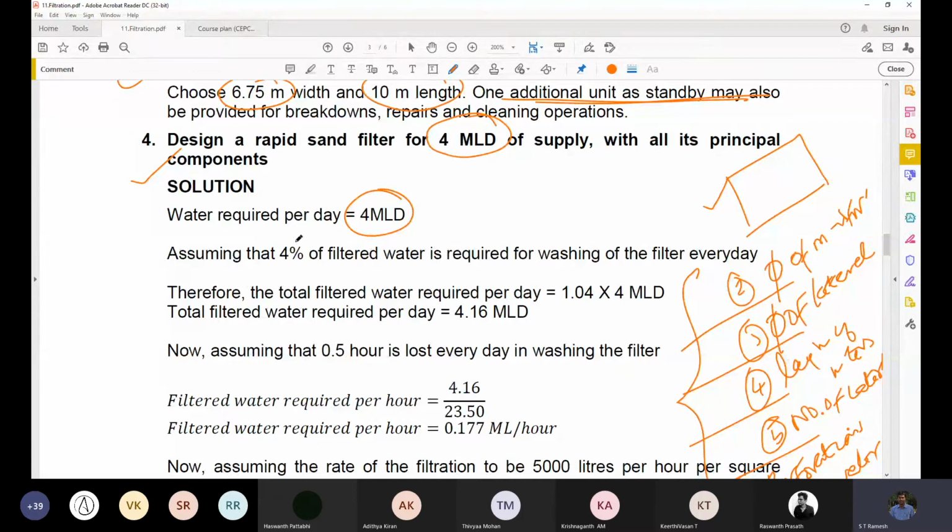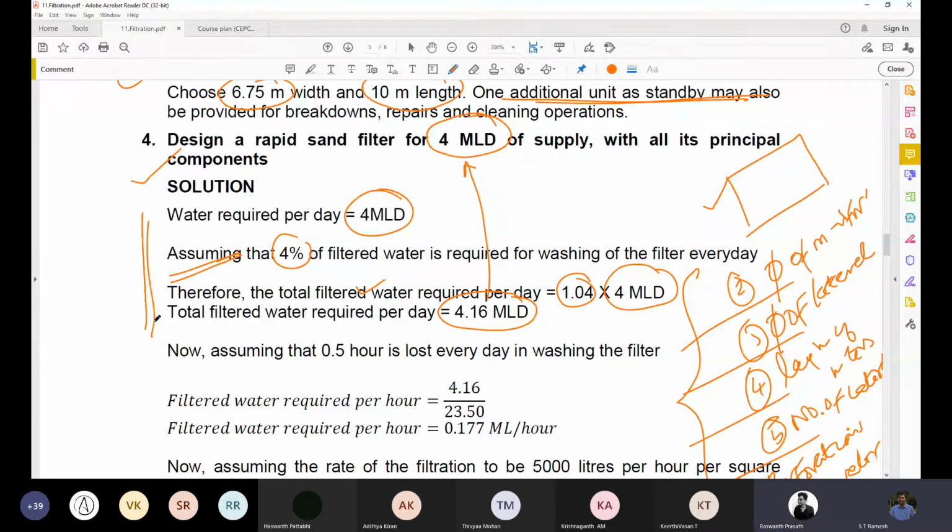Now you just assume; assumptions are all important. Assume 4% of filtered water is required for washing the filter every day. So you need 4% of 4 MLD, which will be used for backwashing the filter. Therefore, the total filtered water required per day is 1.04 times 4 MLD. If I treat 4.16 MLD, it will meet the 4 MLD water demand, plus satisfy the 4% of filtered water to backwash the filter. That is step number one.